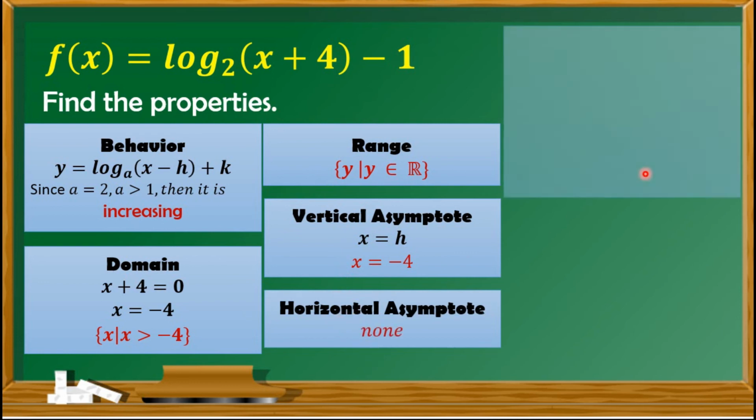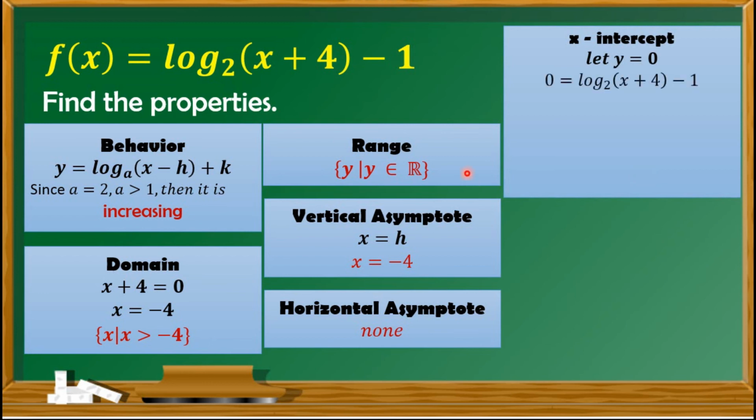Next is the x-intercept. To solve for the x value, we need to let y be equal to 0. In this case, the y is the f of x, so we have this. The next thing to do is to remove the -1, so this becomes +1 by transposing it to the other side. So we have the logarithm of x plus 4 with base 2 is equal to 1. The next thing to do is to change this logarithmic equation to exponential form. So this becomes x plus 4 is equal to 2 raised to 1.